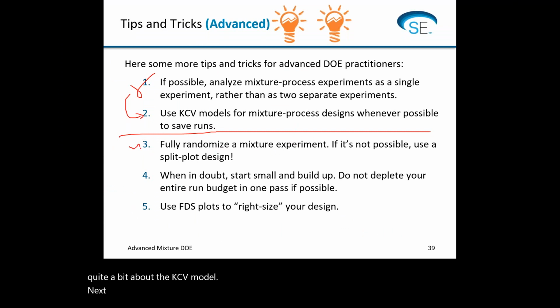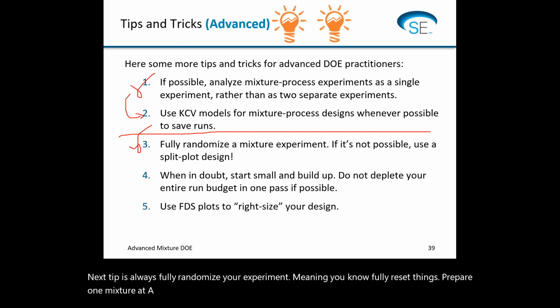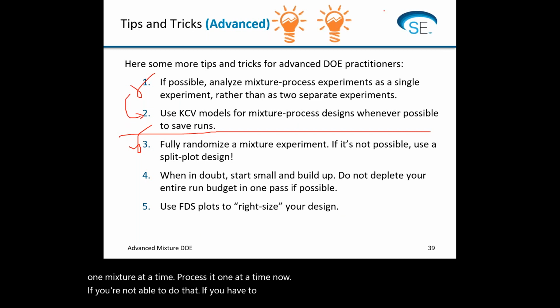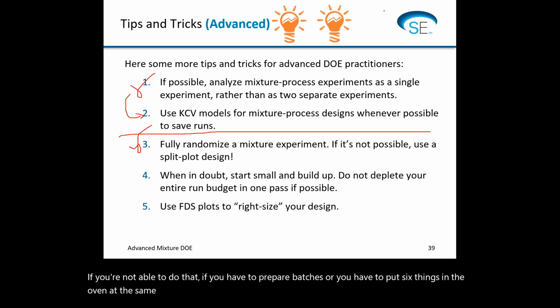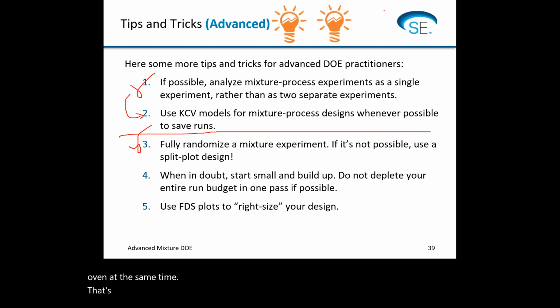Next tip is always fully randomize your experiment, meaning, fully reset things, prepare one mixture at a time, process it one at a time. Now, if you're not able to do that, if you have to prepare batches or you have to put 6 things in the oven at the same time, that's fine. Just make sure you set up the design as a split plot design.